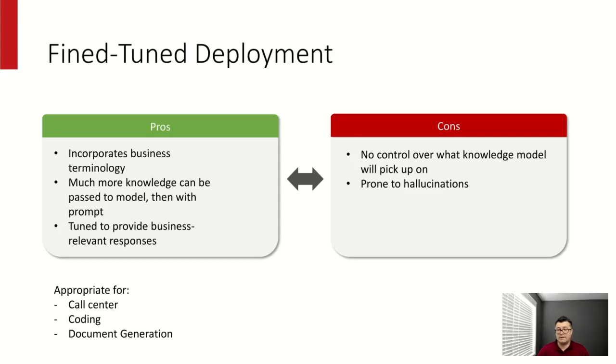Well, the benefit of it is it does incorporate business terminology. And I already mentioned these. You can incorporate more information, and it's tuned to provide business relevant responses. So when businesses come along and ask us, okay, how do we apply this to our own data? This tends to be the very first thought. Oh, okay, maybe we can do it with fine-tuning, with prompting. Let's just fine-tune a model for our own data.